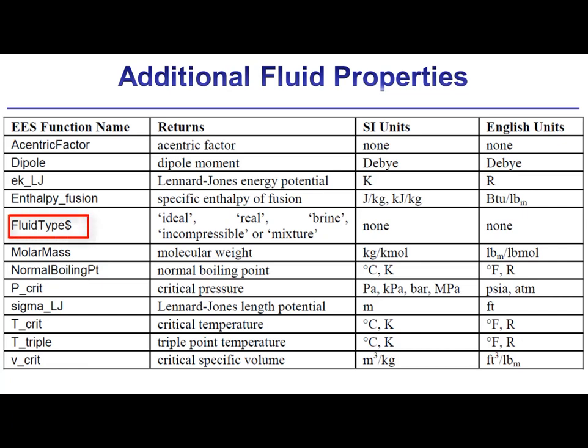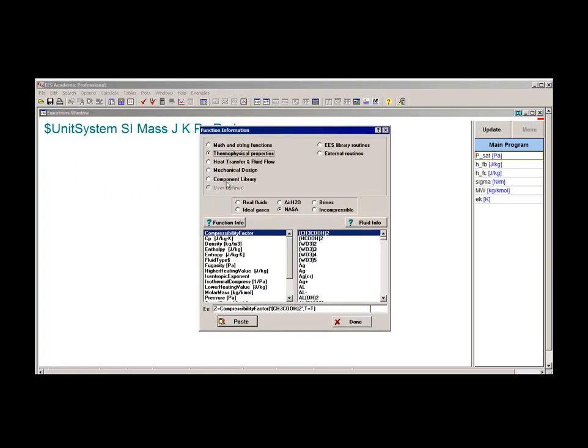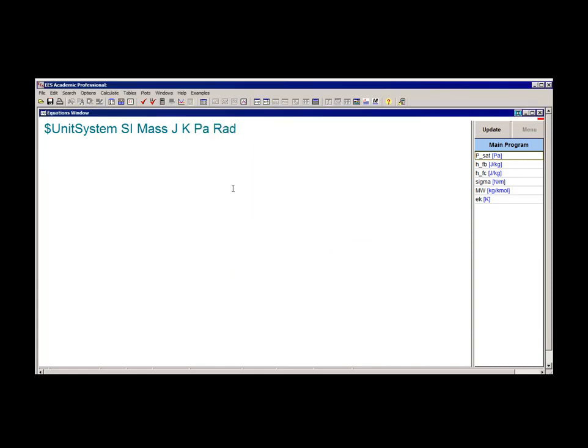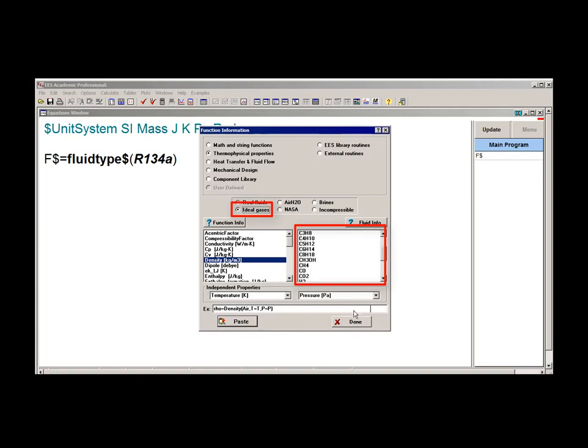The function fluid type $ is a string function, and it only requires the name of the fluid, and it will give back the type of fluid model that's being used for that fluid. So these correspond exactly to the categories that are identified in this palette here in the thermophysical properties window. So real, ideal, brine, or incompressible. And these other two are also classified as ideal gas. Using this function with any of the real fluids here will return the string real. If I use it with any of these ideal gas fluids, I'll get ideal, and so on.